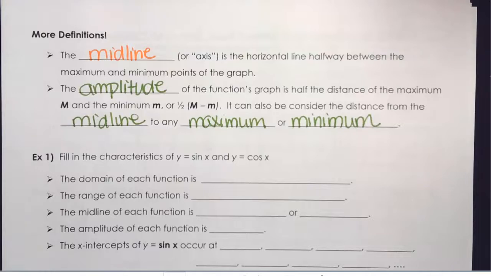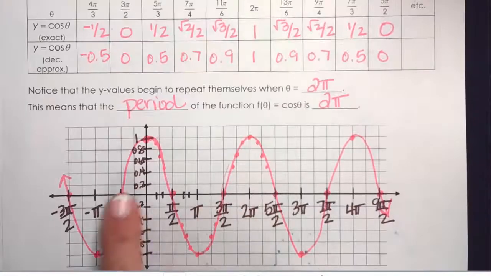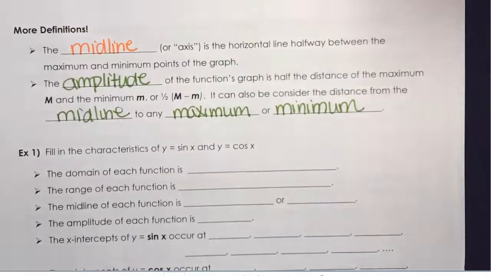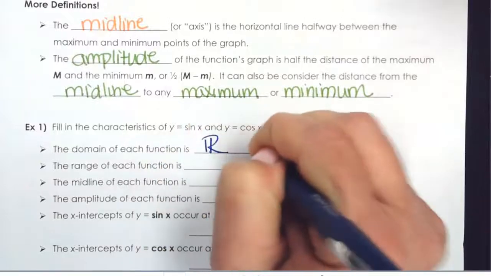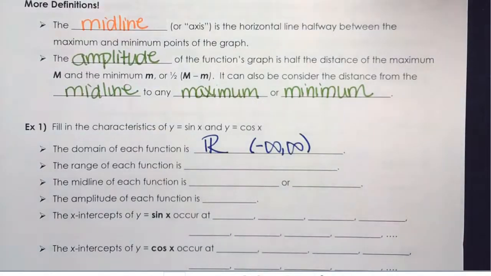Now, let's think about the domain of each of these functions. Did we have any place where it stopped, or did it keep going left and right forever? Left and right forever. What does that mean about our domain? That it's all real numbers, or in interval notation, negative infinity to infinity. And that was true of both functions, right? Both sine and cosine functions.